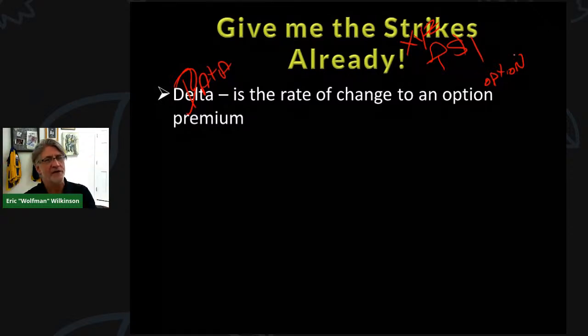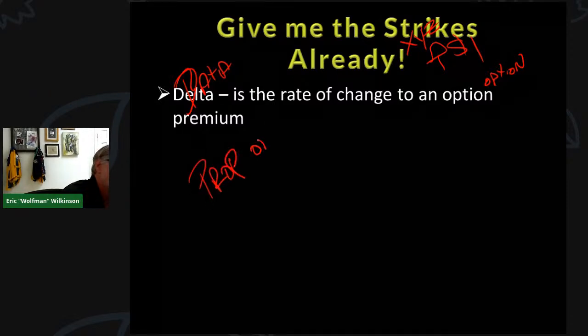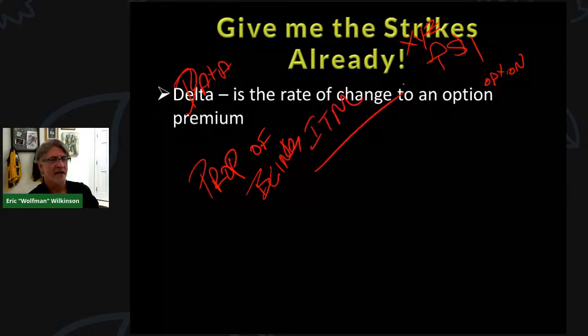So it does give us the rate of change in the premium, but it also is data. It tells us our probabilities of being in the money. All right, probability of being in the money. So if it's a 16 delta, I have a 16% probability of being in the money. A 40 delta, I only have a 40% probability of being in the money. All right, and they also adjust the premiums.